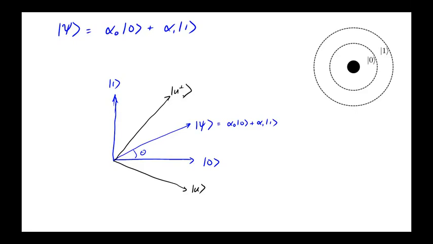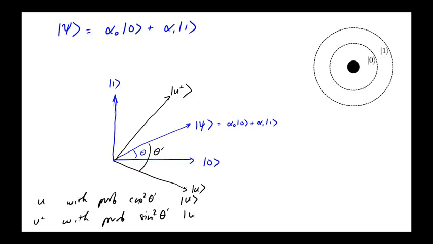And then the rules of the game are completely analogous. Let's call this angle theta prime. The outcome will be U with probability cosine squared theta prime, and U perp with probability sine squared theta prime. And of course, if the outcome is U, then the new state is in fact this state U. In the other case, the new state is U perp.